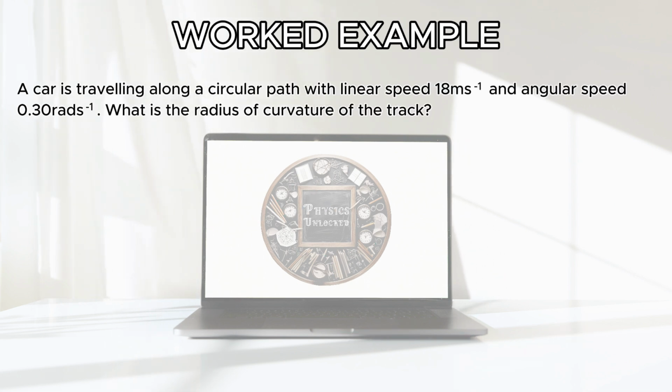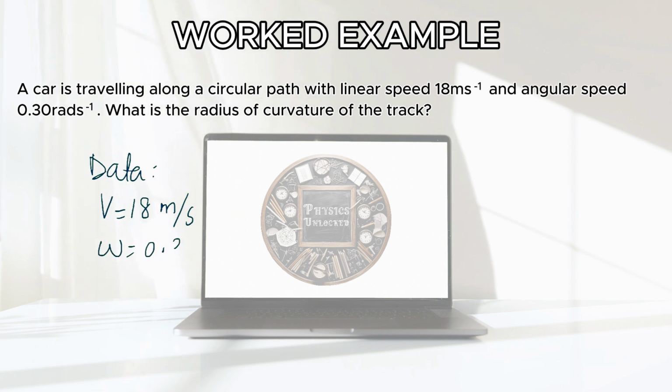Okay, so let us solve one more worked example. A car is traveling along a circular path with its linear speed 18 meters per second. Linear speed is symbolized as v, 18 meters per second, and the angular speed is given as 0.30 radian per second. What is the radius of curvature of the path?